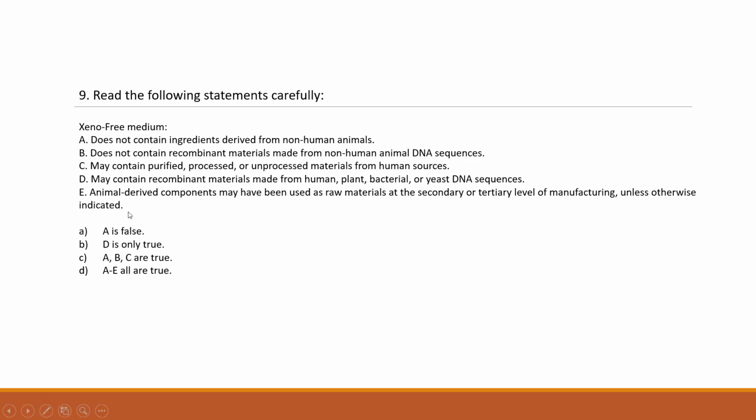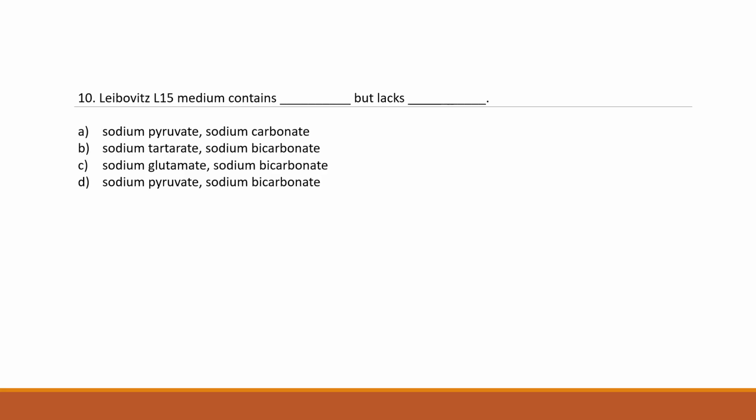Your options are: A, it contains sodium pyruvate but does not contain sodium carbonate. B, it contains sodium tartarate but does not contain sodium bicarbonate. C, it contains sodium glutamate but does not contain sodium bicarbonate. D, it contains sodium pyruvate but does not contain sodium bicarbonate. I think A and D are the same option, so you got like a 50-50 here. One option is gone. You have to choose between only three. What is the answer?